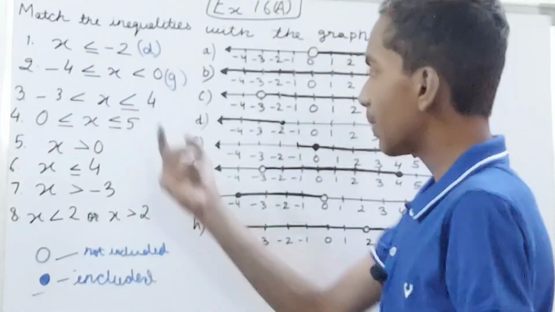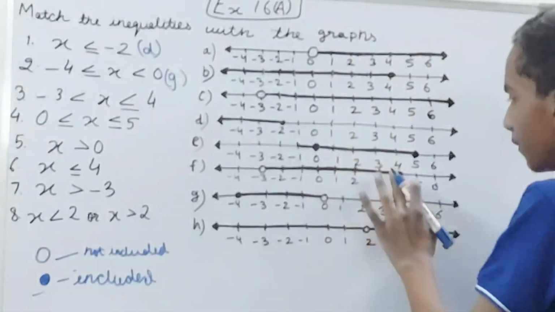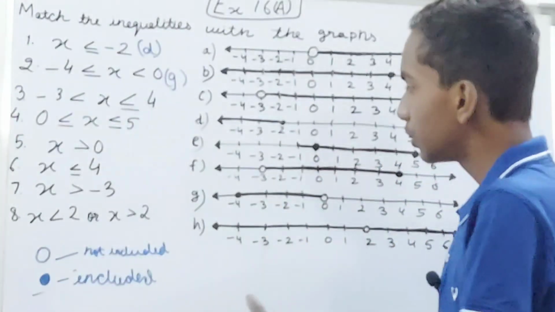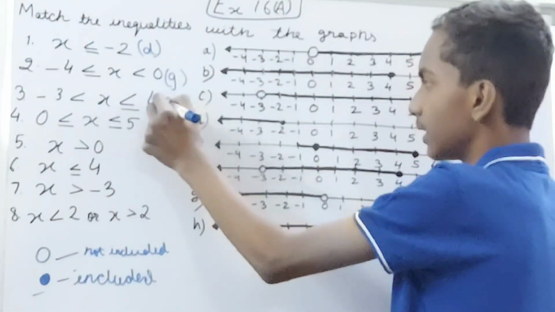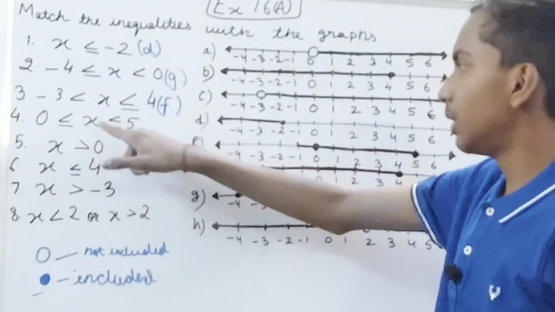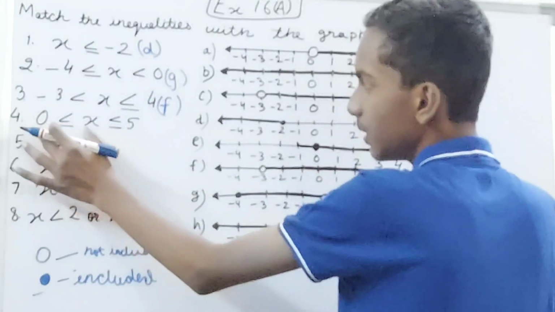But look at the next inequality, x less than or equal to 4. So on 4 there will be a filled circle, you can see this one, and numbers between them are shaded. So this F1 is representing your third inequality that is there. 0 less than or equal to x less than or equal to 5. Same thing, 0 is less than or equal to x.